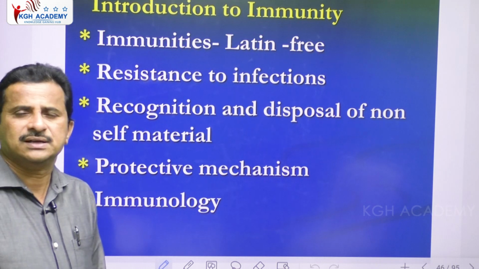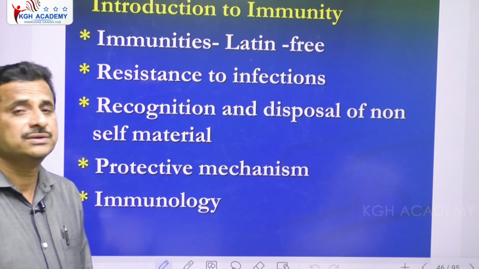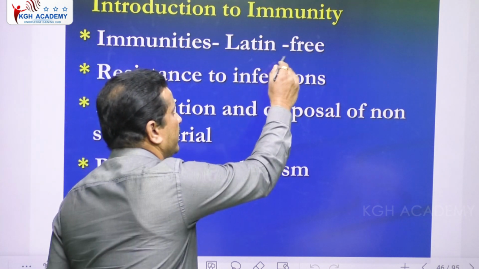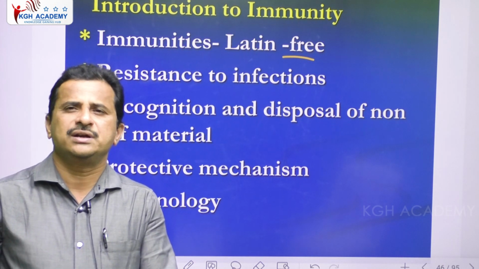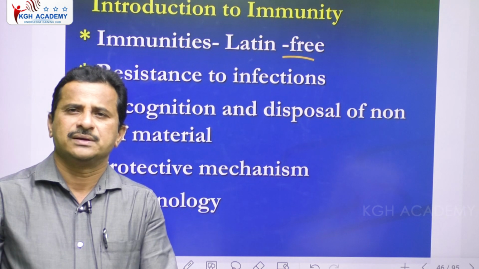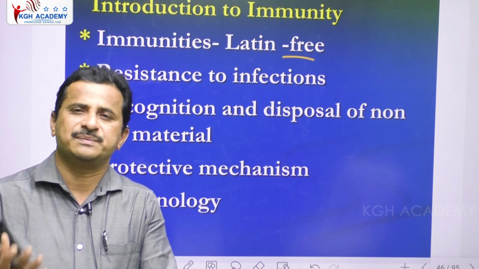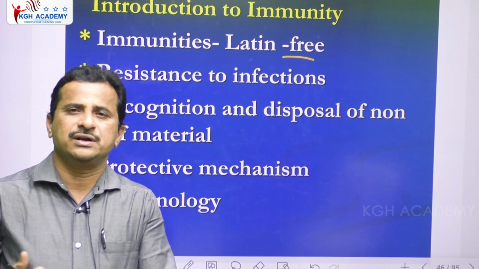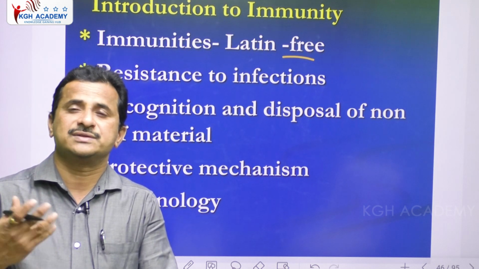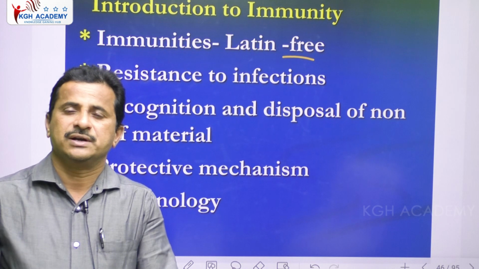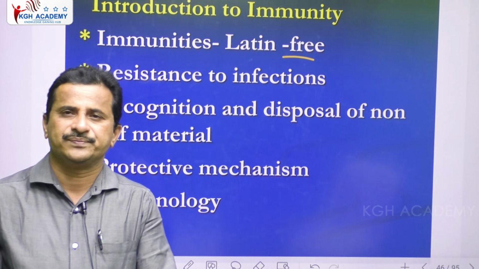Immunity is a Latin word. Immunity comes from the Latin word immunitas, whose meaning is free: free from diseases, free from pathogens. Immunity is a capacity for fighting against diseases, particularly microorganism-related diseases caused by pathogens. Because of the immunity in our body, microorganisms are eliminated, and that particular type of disease is not possible in our body.